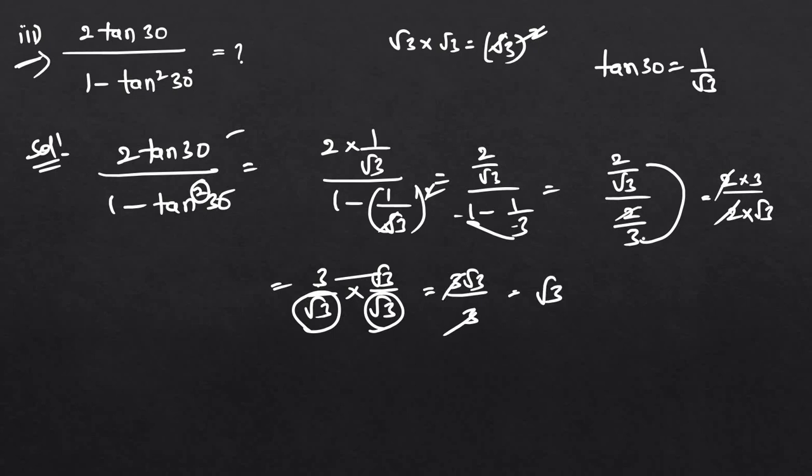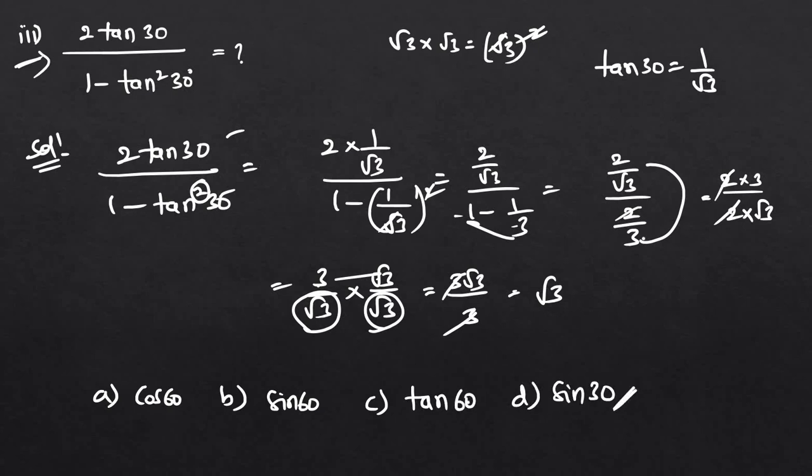The options are given as: A is cos 60, B is sine 60, C is tan 60, and D is sine 30. So you know the answer. Which one? Tan 60 is the answer. So these are the three important questions of the second question. We'll move to the third one. These are the bits of the second question.